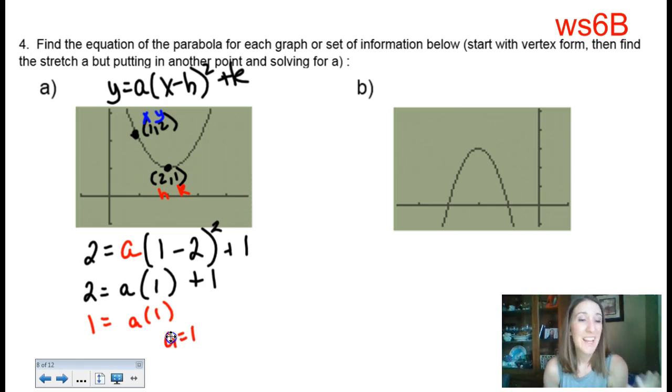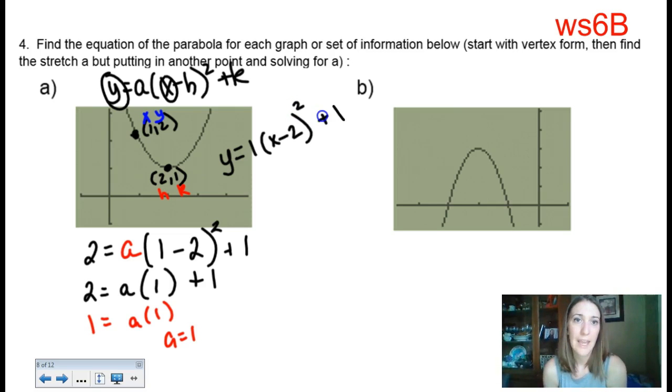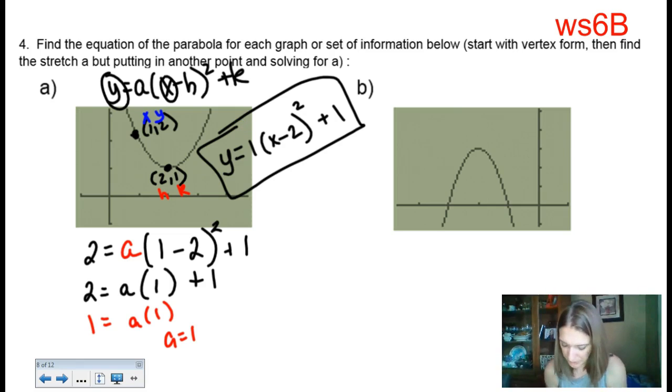It turns out I kind of predicted this: a value is 1. So now we're going to go back to the formula. You're going to leave y and x as variables because it's a function, but everything else is going to get a number replaced. So you don't have to write 1 for a, but you can. And then x minus the h, which is 2, squared, plus k, which is 1. There be our formula.